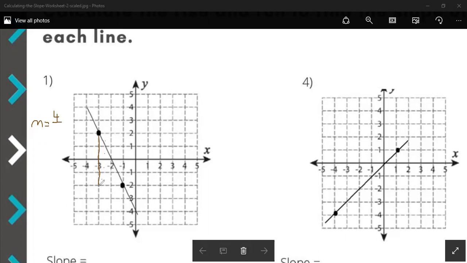Then we had the run, which was 1, 2 units, and we're going to the left. So that's a negative direction there. So that would have been -2 for our run. Right? So 4 divided by -2, the answer would be -2. So a quick recap of what we did for the first example.